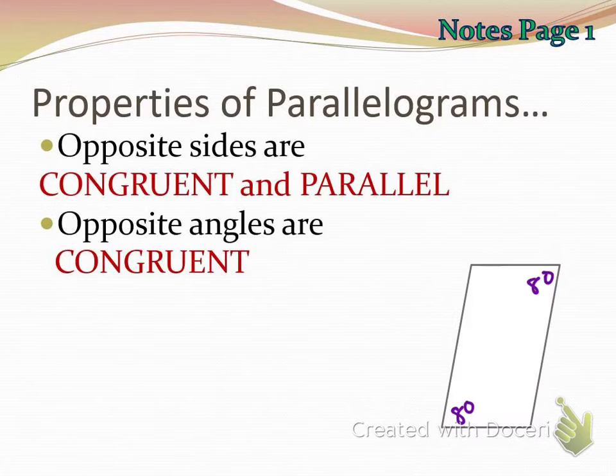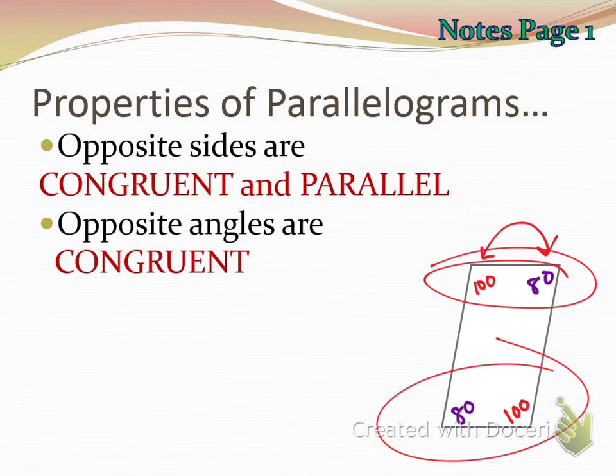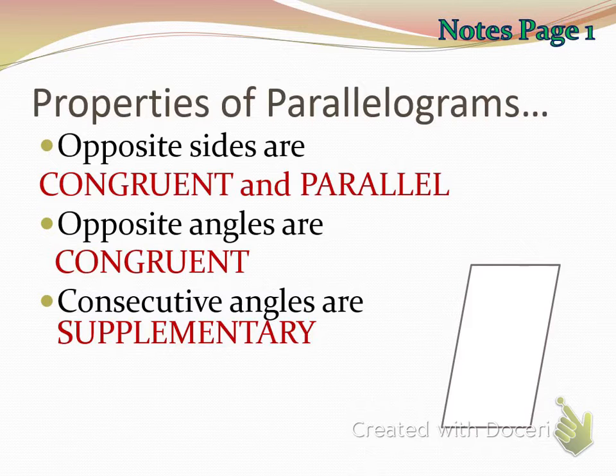What do we call the angles that are right next to each other? Consecutive. They're not congruent. What are they? Supplementary. So consecutive angles are supplementary, so this would have to be 100, and across from that would have to be 100 as well. Because how many degrees are in a four-sided shape? 360. Because 180 plus 180 makes 360, if you remember that. But consecutive angles are supplementary.